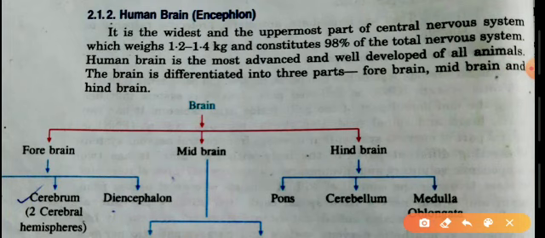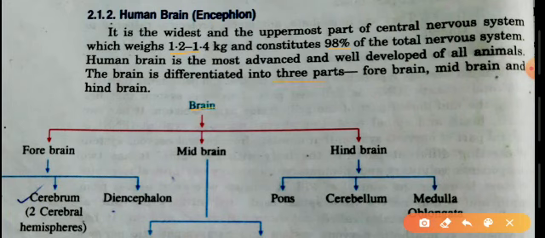The brain is covered by 3 layers of membranes which are called the meninges. The weight of the human brain is about 1.2 to 1.5 kg. The meninges and cranium both provide protection to the brain. Let's come to the various parts of the human brain.